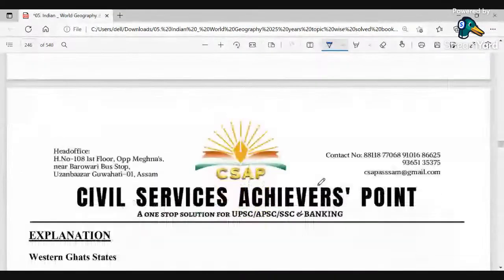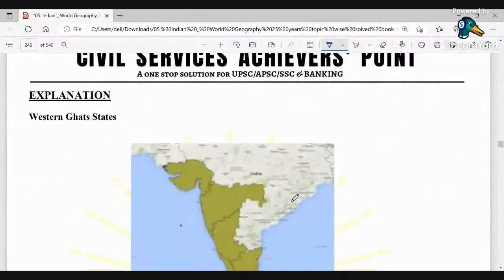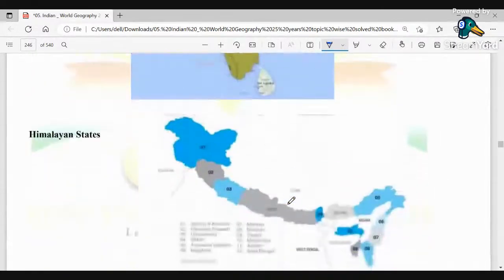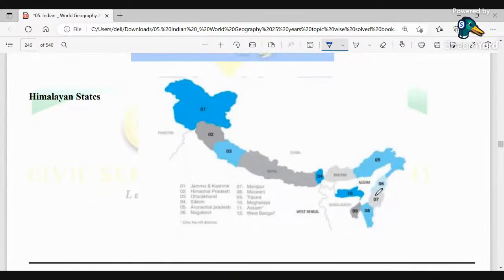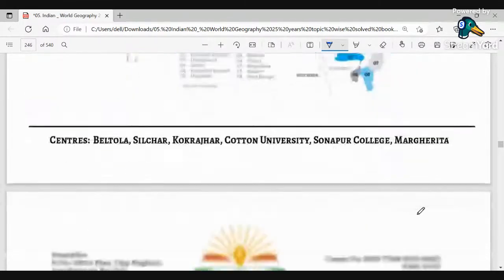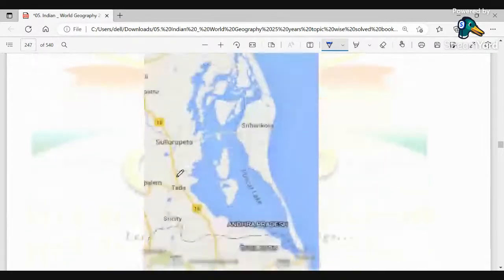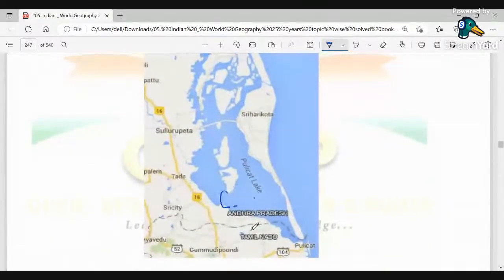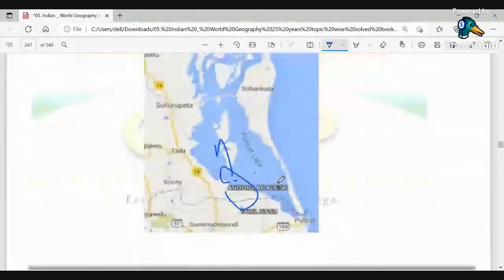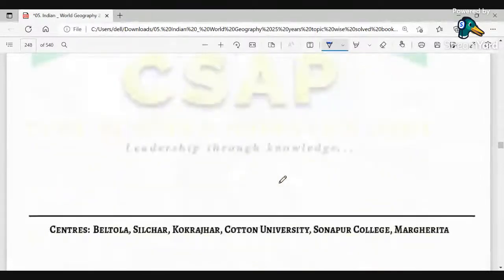So you can see the explanation of all this. You can see the Western Ghats states and the Himalayan states, all the states directly coming under the Himalayan geography. And then you could see the Pulicat Lake, which occupies areas of Tamil Nadu, and you can even see that some areas of Andhra Pradesh also occupy this area. Therefore, 2 states directly cover the Pulicat Lake.